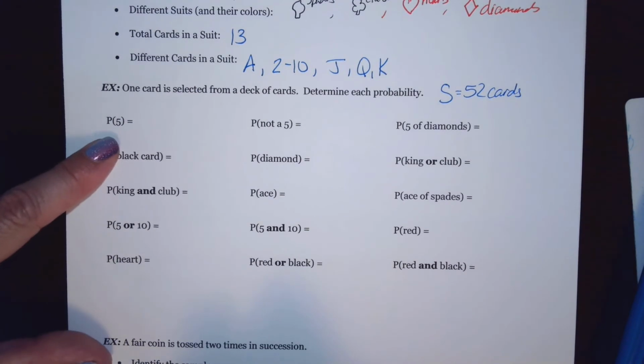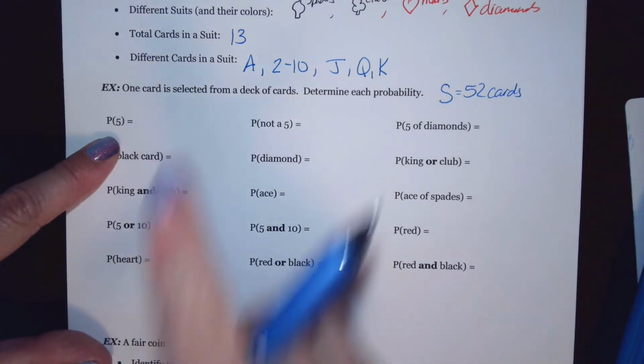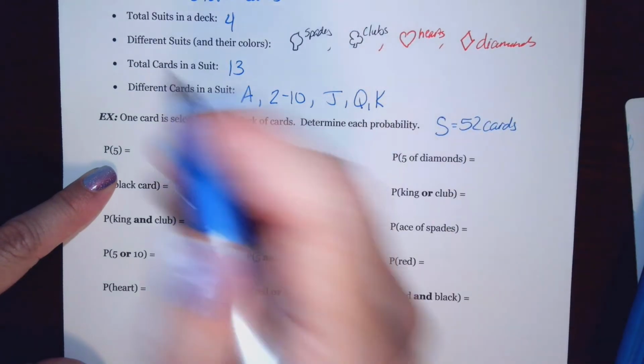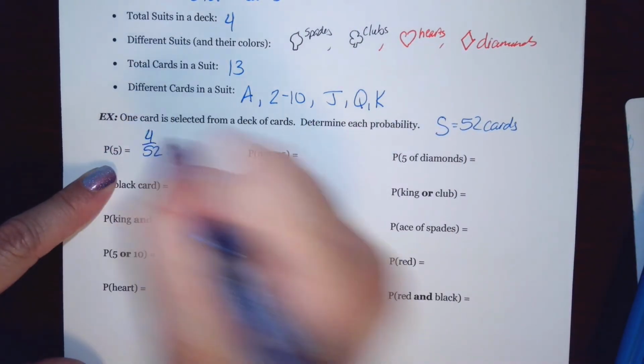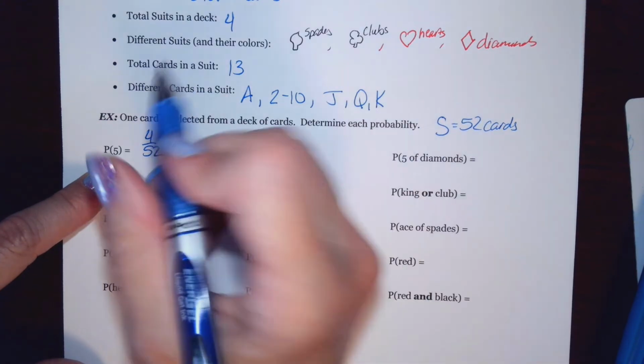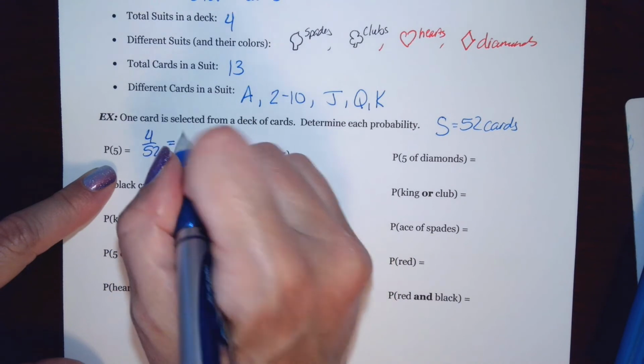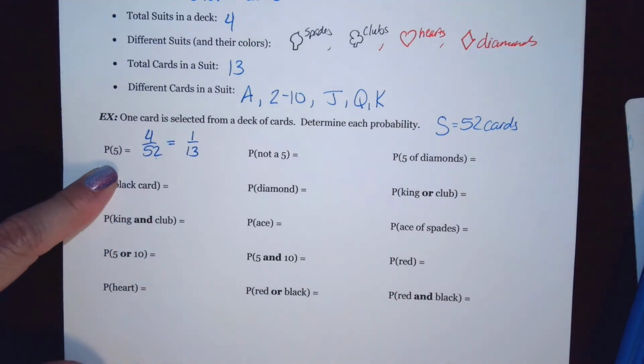Out of those 52 cards, how many are 5s? Well, I have a 5 of spades, a 5 of clubs, a 5 of hearts, and a 5 of diamonds. So 4 out of 52 are 5s. If I want to simplify that, I check, and 52 is divisible by 4. So 1/13 of the deck is a 5. The probability of selecting a 5 at random out of the deck is 1 out of 13.